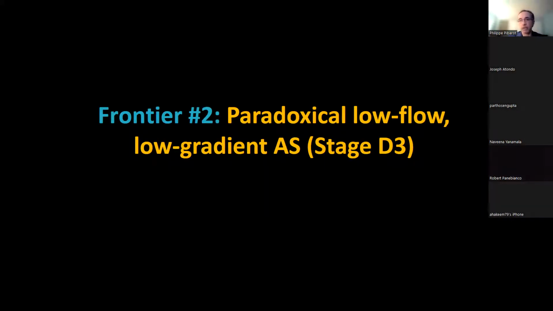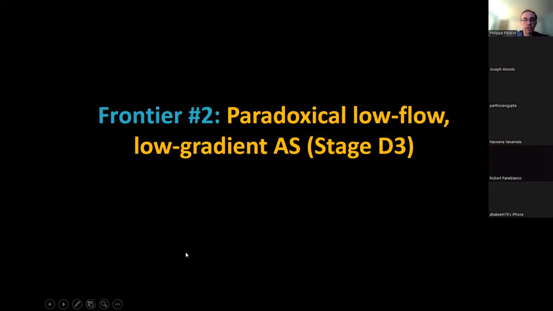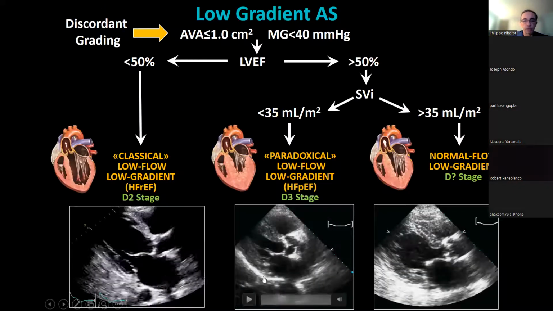The second frontier is this issue of paradoxical low flow, low gradient AS. So we fall into a separate subset of the stage D, where a priori we have severe AS, but these are patients with low flow, low gradient. Always challenging patients. I'm going to try if the videos are playing. Yeah. Low gradient AS is maybe one of the most challenging conditions in valvular disease.